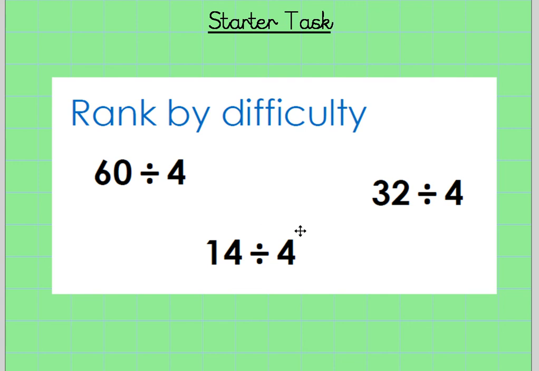Now the reason I've left 14 divided by 4 till the end is because of two things. First one is I know that 14 is not a multiple of 4. 14 does not appear in the 4 times tables, which means there's going to be a remainder. We could also think about it that if we're halving and halving again, half of 14 is 7, which definitely means if we then halve 7, which is an odd number, there's going to be a remainder left. So I think that one's the most difficult. I wonder if you agree or thought something different.